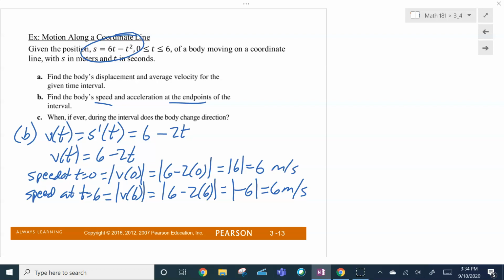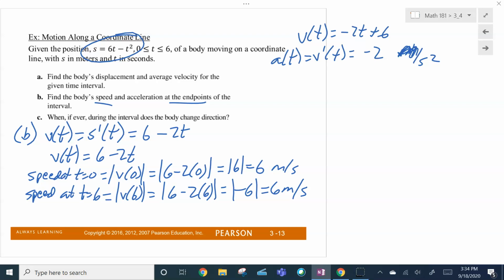Now the acceleration. Well, we know the velocity is -2t plus 6. So the acceleration is the derivative of that. So -2. And this is feet per second squared, right? It goes feet for position. Oh, I'm sorry, meters in this case. This is meters. My apologies. Meters per second squared. Meters for position, meters per second for velocity, meters per second squared for acceleration.